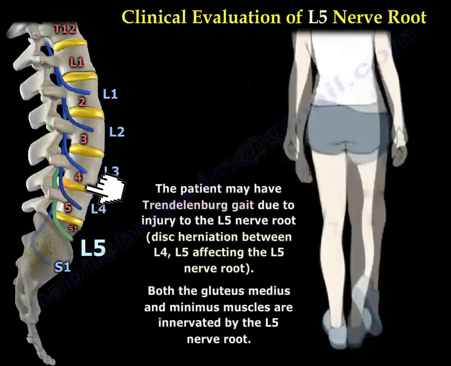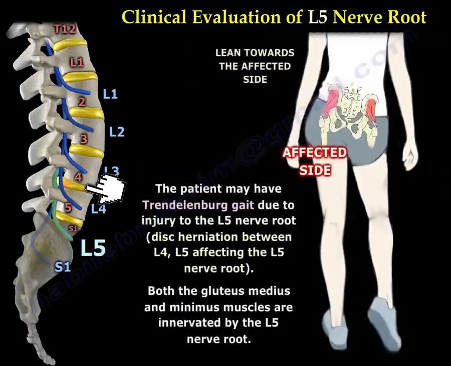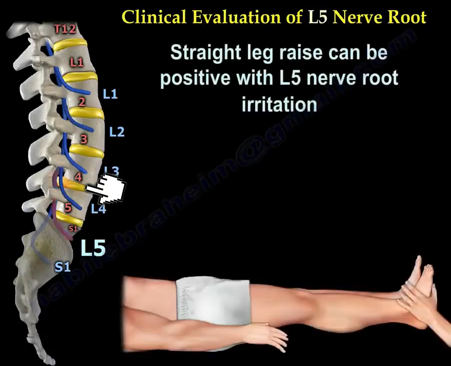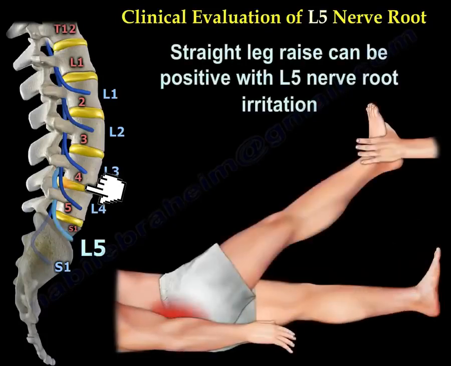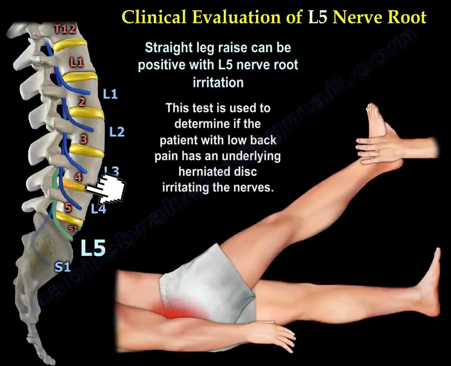They can give you a Trendelenburg gait, that's an L5 nerve root, gluteus medius and minimus. Because a disc herniation between L4 and L5 will affect the L5 nerve root, both muscles are supplied by the L5 nerve root. Straight leg raise can be positive when there is irritation of the L5 nerve root. This test is used to determine if the patient with low back pain has an underlying herniated disc irritating the nerves.